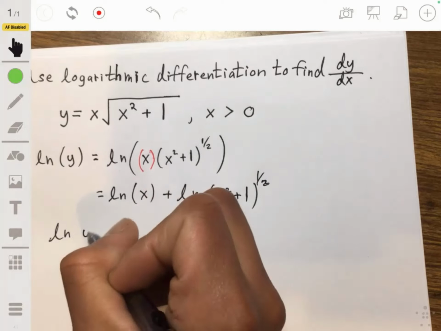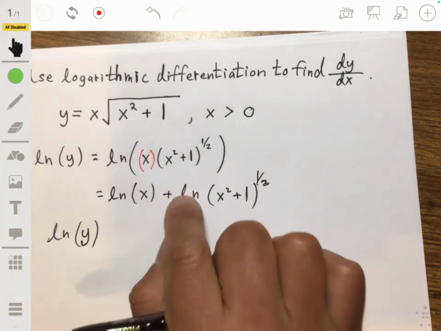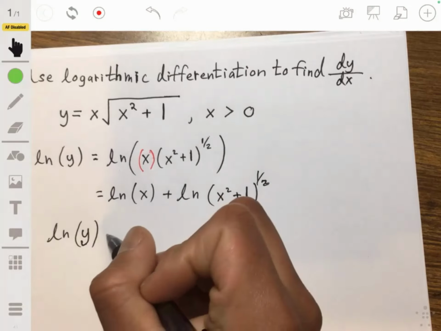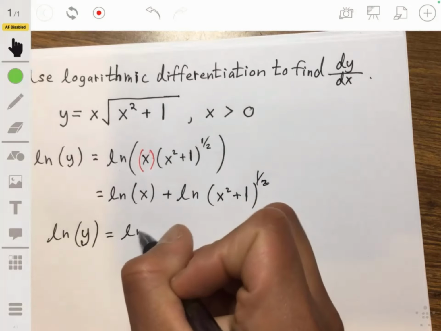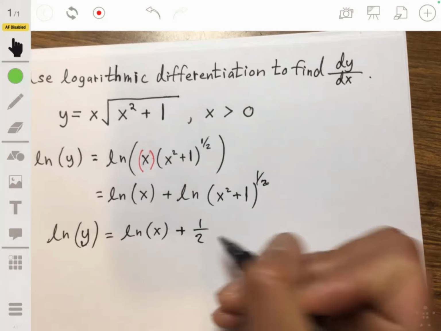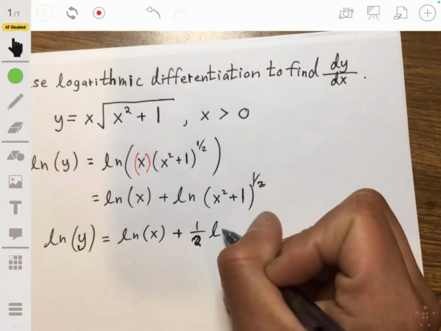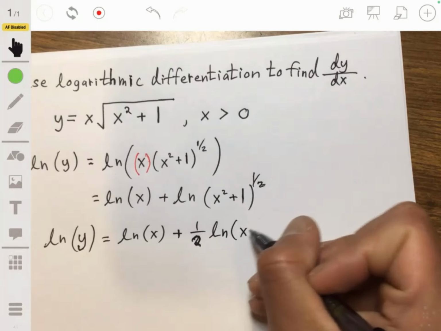Furthermore, keeping the left the same, we can bring this 1/2 down as a coefficient. So we have the right side equal to the natural log of x plus 1/2 times the natural log of x squared plus 1.